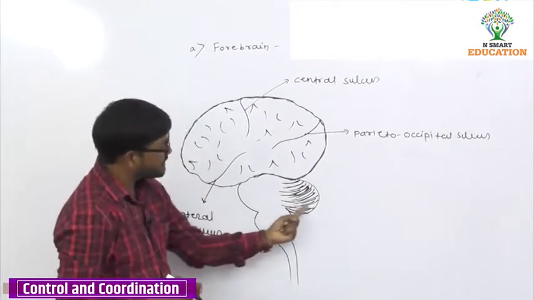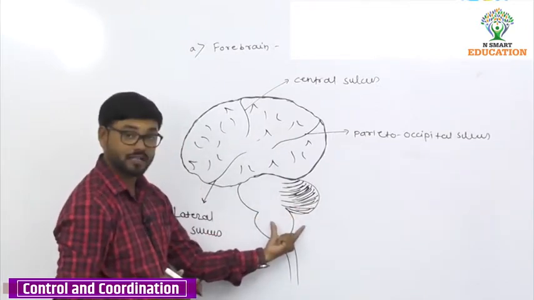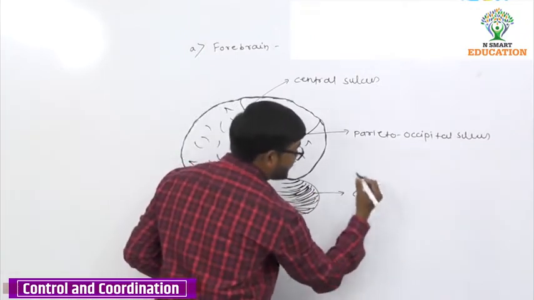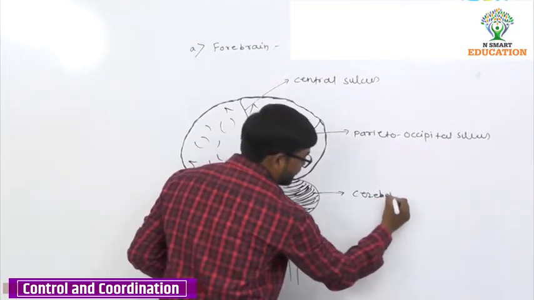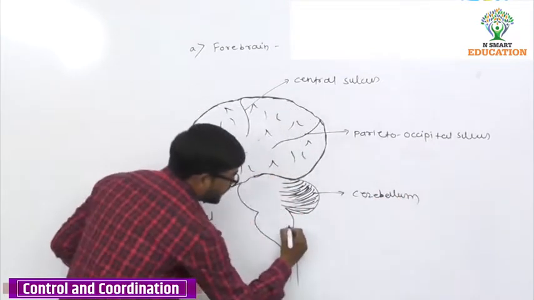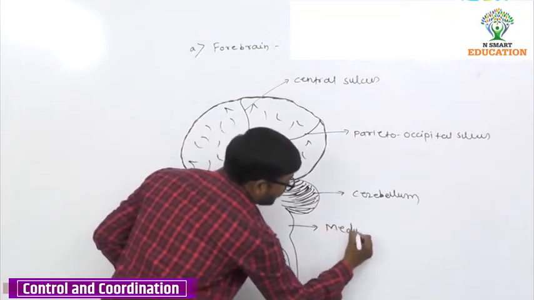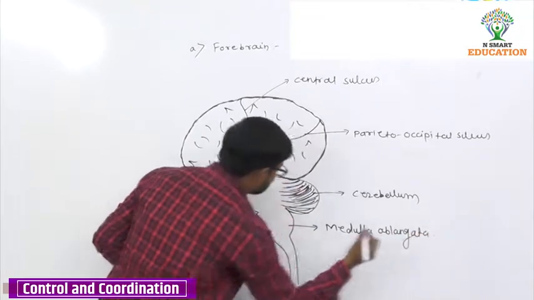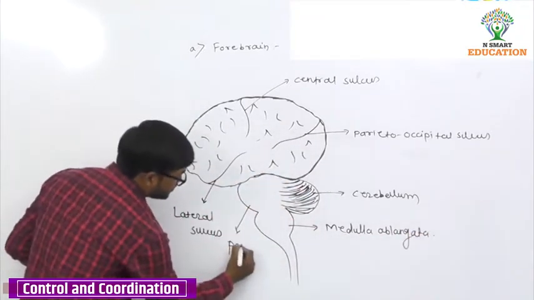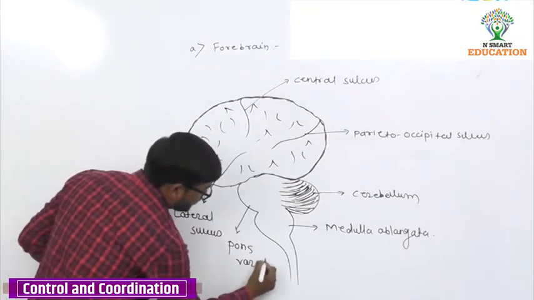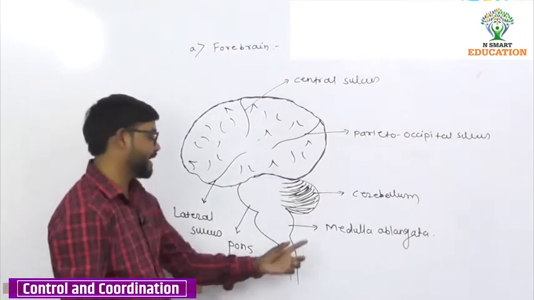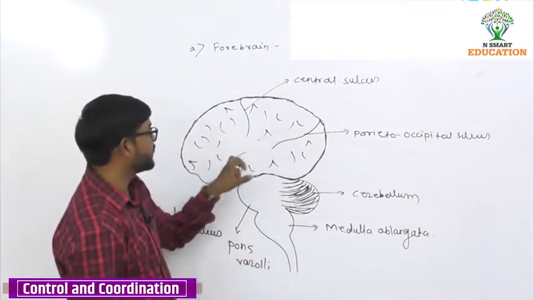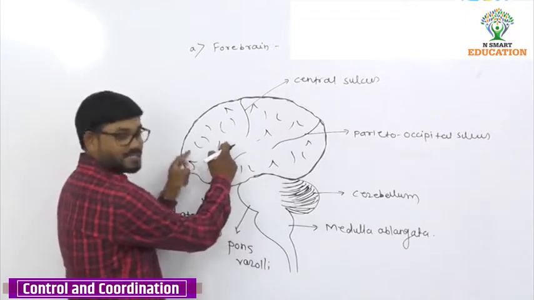What did we call this part? This part is called the cerebellum. You know about the cerebellum. This part is called the medulla oblongata. This part is called the pons varolii. These are parts of the hindbrain.